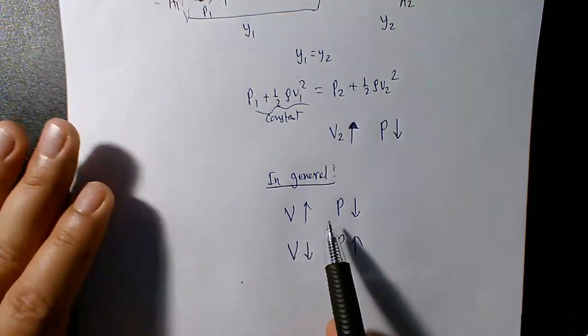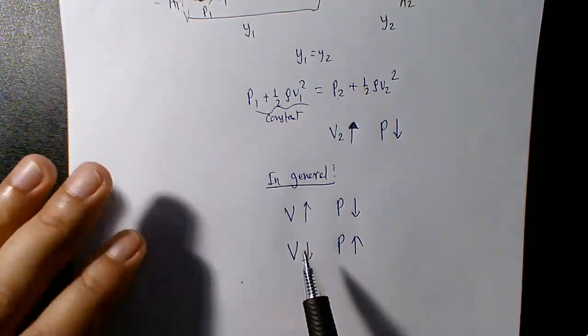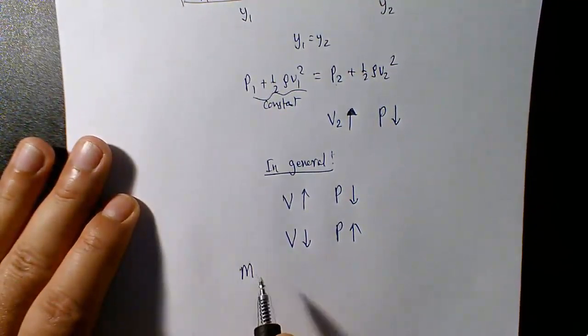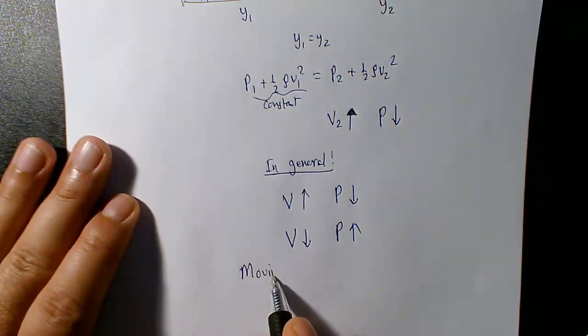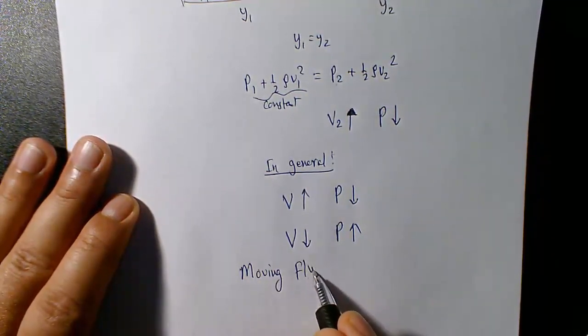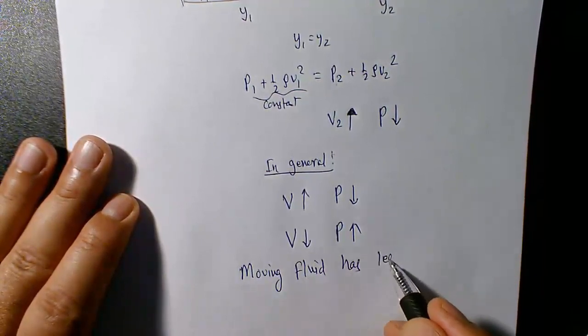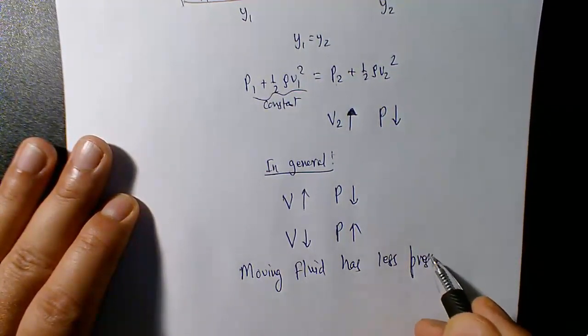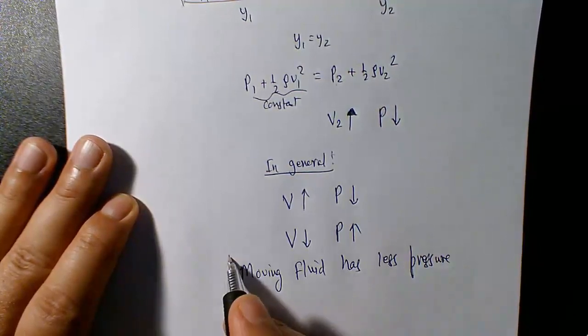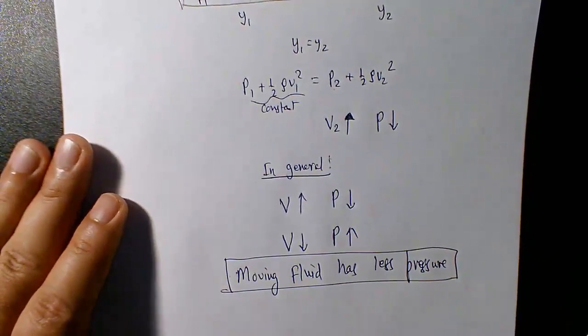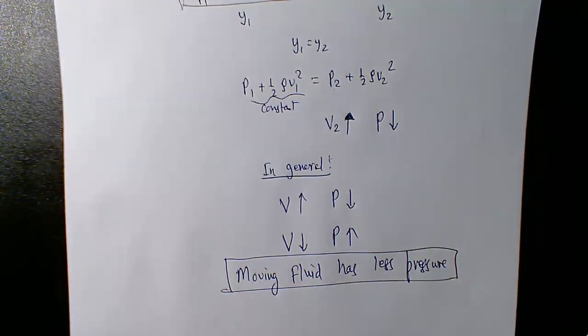That's the main physical significance of the Bernoulli equation. You can clearly say that moving fluid exerts less pressure, has less pressure inside it. So that's our main conclusion of the Bernoulli equation.